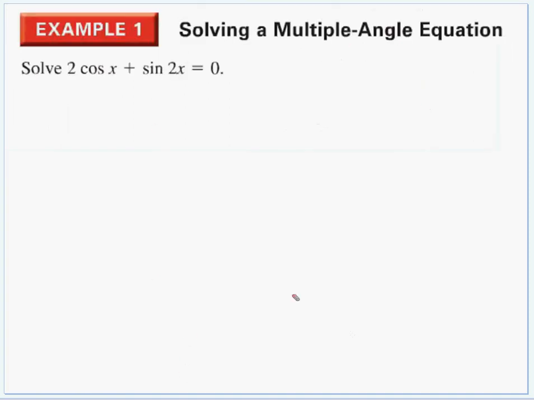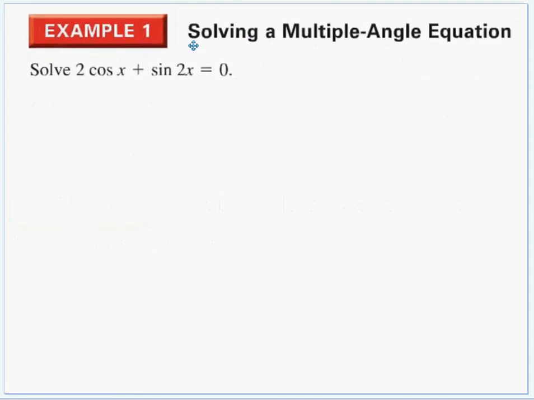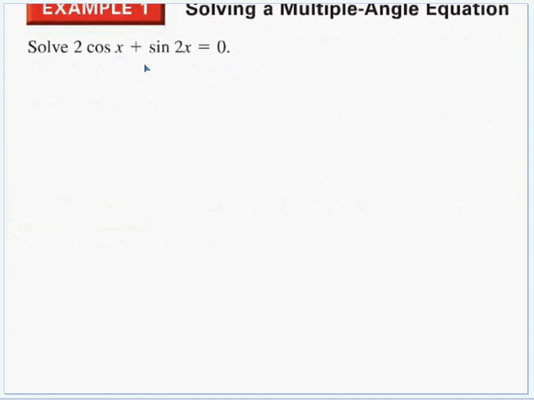But example 1 is a nice, easy, slow pitch right across the plate. Solve a multiple angle equation. We want to solve this. It's already set equal to 0 for us, but the first thing I notice is we have cos of x and the sine of a double. So that's apples and oranges. We can't do much with it in its current state.